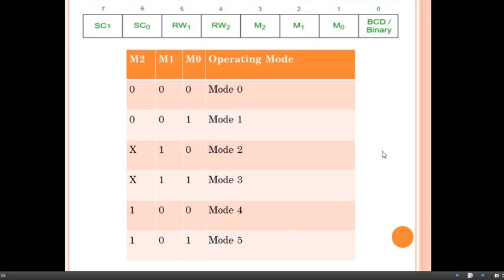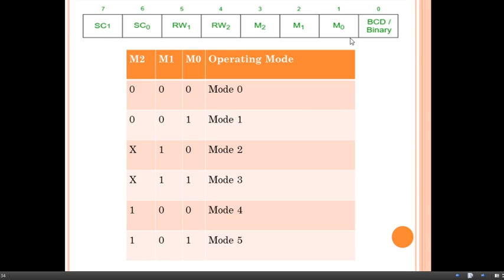So in this way, for selecting the counter we use these two bits. For read or write operation, these two bits are used, and for operating mode selection, these three bits are used, and for whether the counter is BCD or binary, the last bit or LSB is useful. So this is the control word register format, and by putting the appropriate values in each field, we can select the required counter operation.